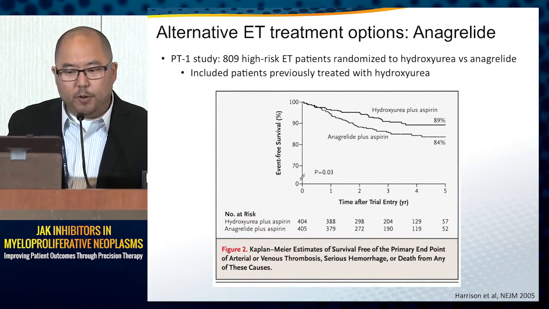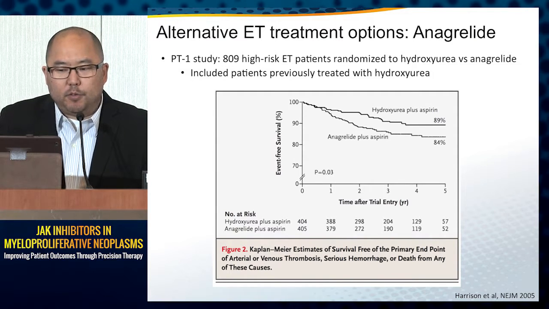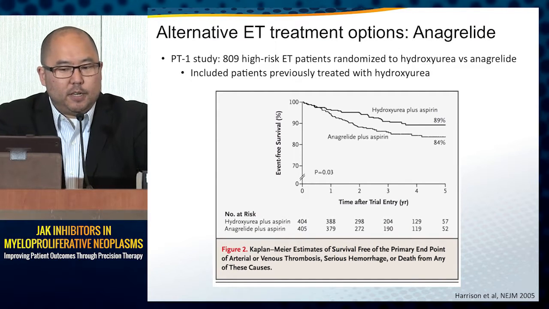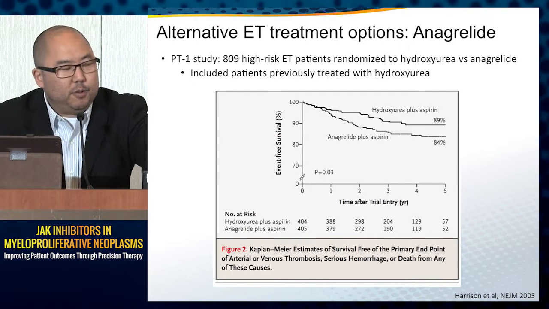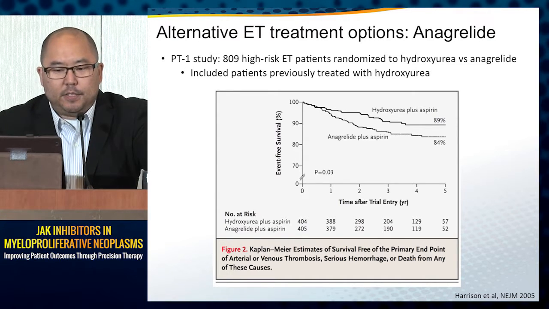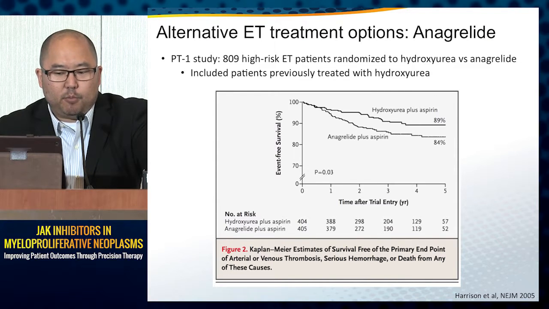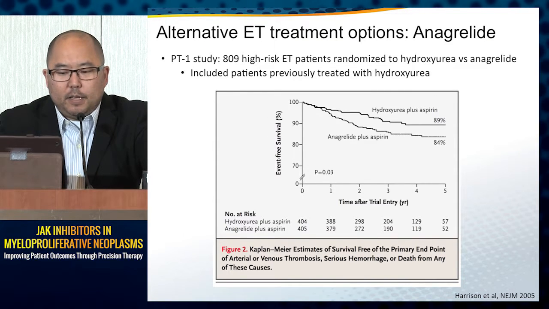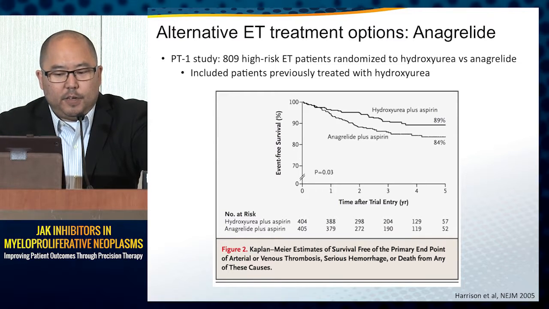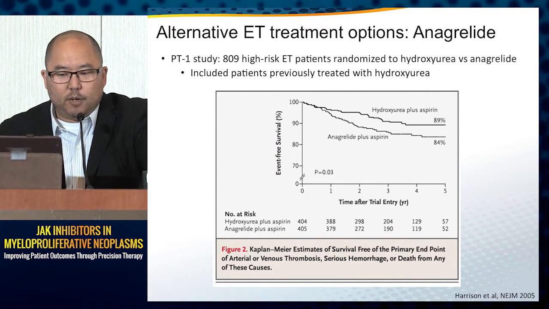So, when you're considering alternatives to hydroxyurea, let's go through the options. First, anagrelide. I'm sure many of you are familiar with the PT1 study in which patients were randomized to treatment with either hydroxyurea or anagrelide. 800 patients were in this study, and they could have been treated previously with hydroxyurea prior to inclusion in the study. But for the primary endpoint, which was a composite of arterial or venous thrombosis, serious hemorrhage, or death from any of these causes, hydroxyurea was superior.